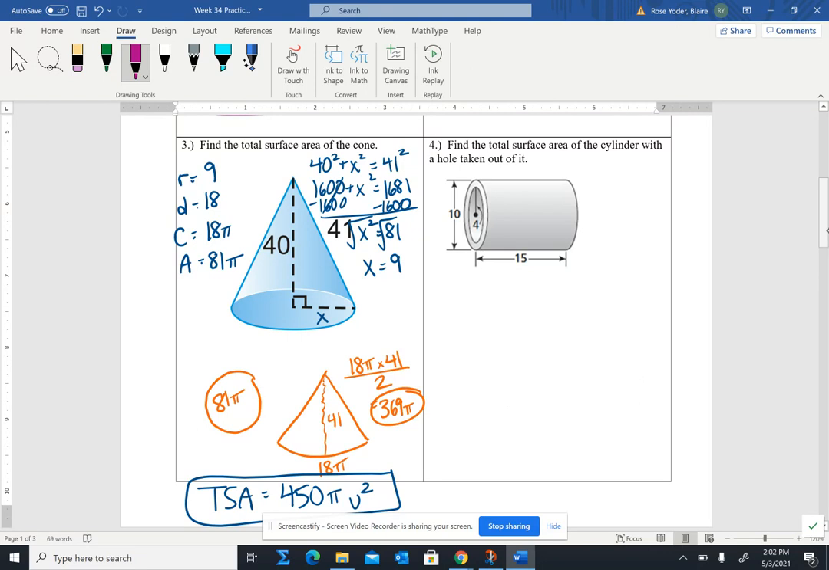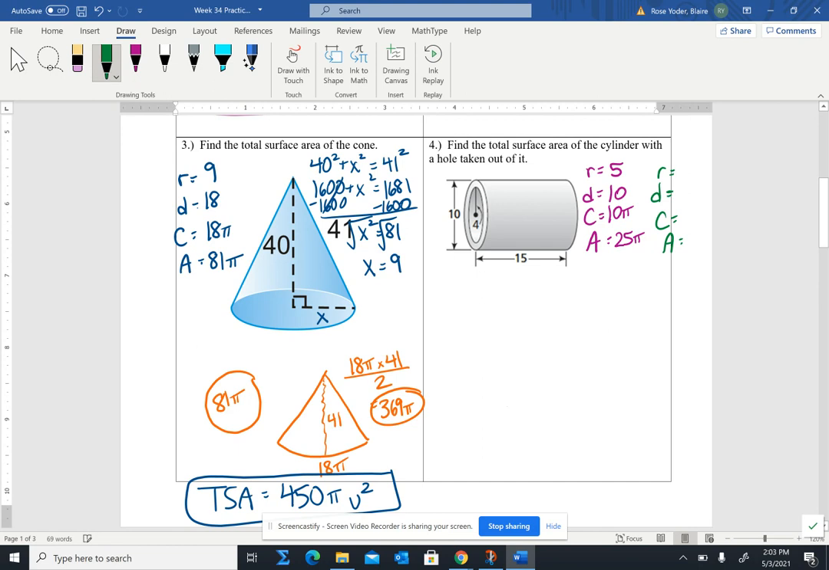Do you notice that there's 2 circles this time? So I'm going to do RDCA twice. There's a big circle and there's a little circle. Let's start with the big circle. What am I given? Diameter. Diameter's 10. So half of that's the radius, that's 5. Circumference is 10 pi, and then area is radius squared pi, 5 squared pi.